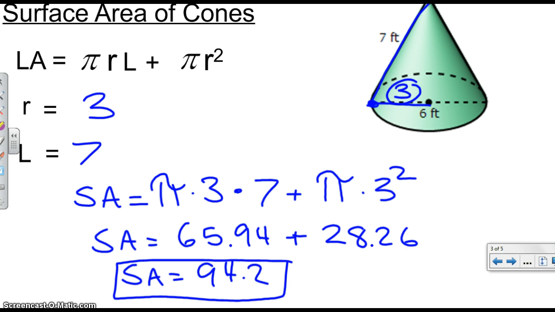So with this one, this is a super simple formula. You're just plugging everything in. Just remember that L is your slant height, R is radius.